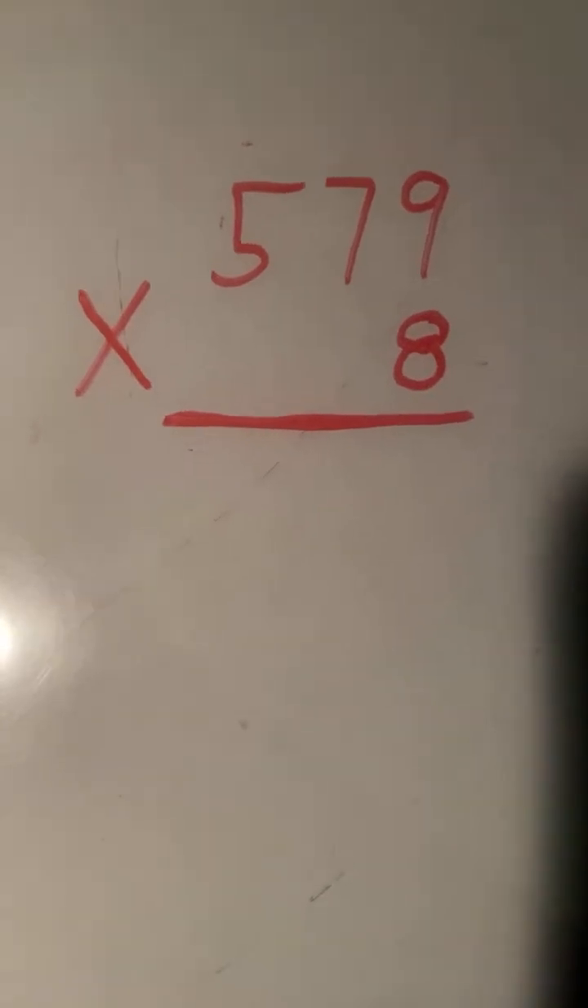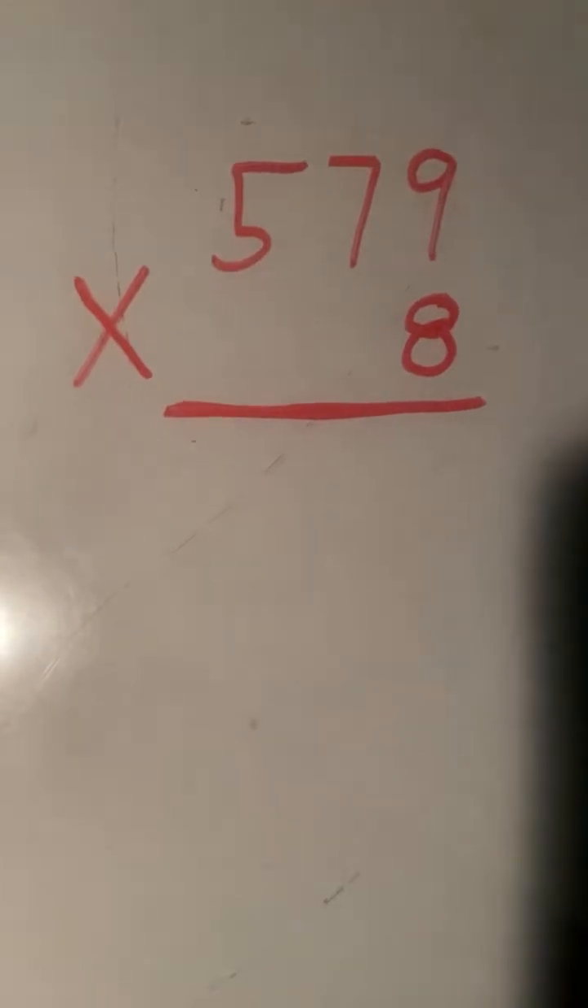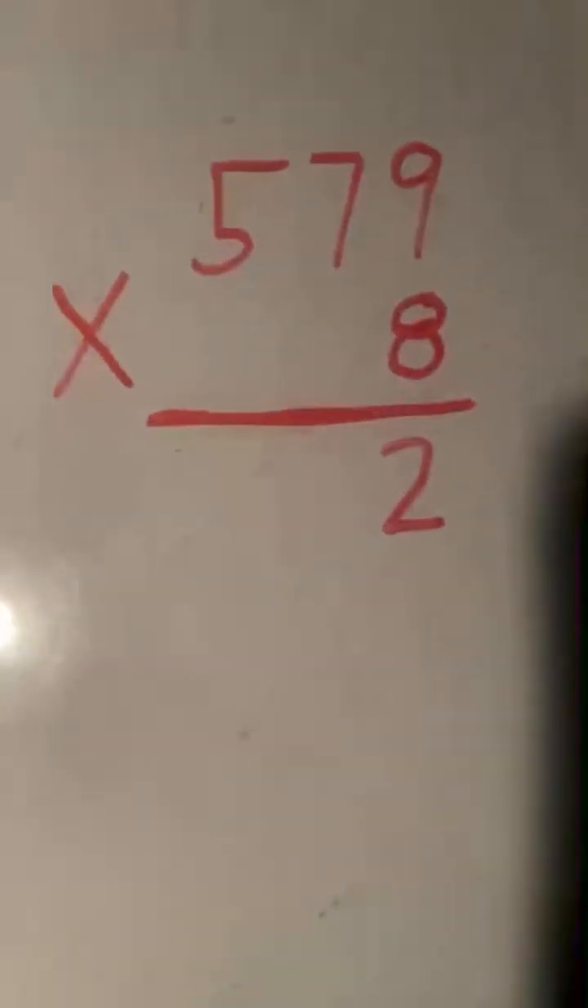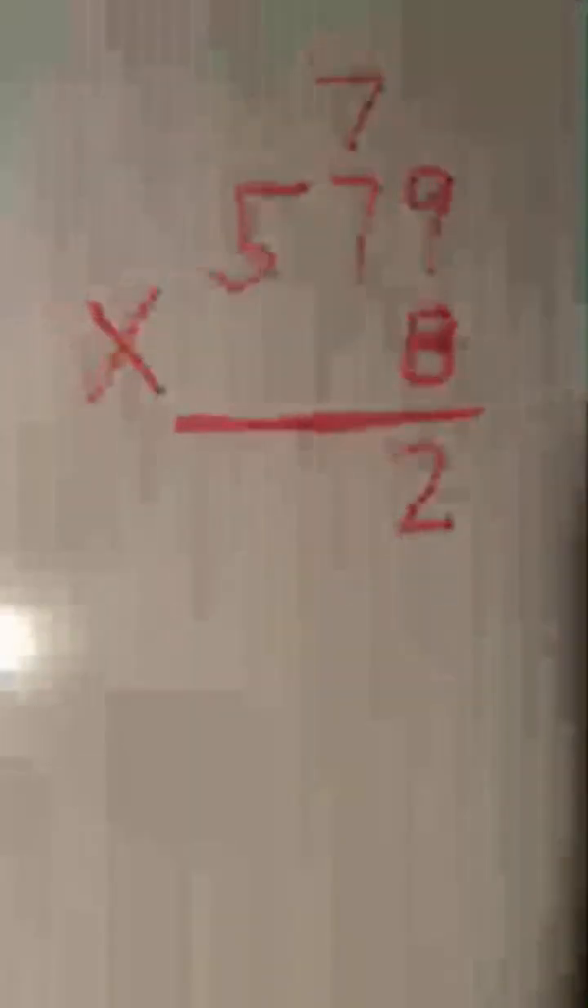So we're going to start by multiplying the digits in the ones place. 9 times 8. 9 times 8 equals 72. Because our product is more than 10, we have to regroup. So the 2 in 72 is going to go in the ones place. The 7 in 72 is going to get carried over to the tens place.